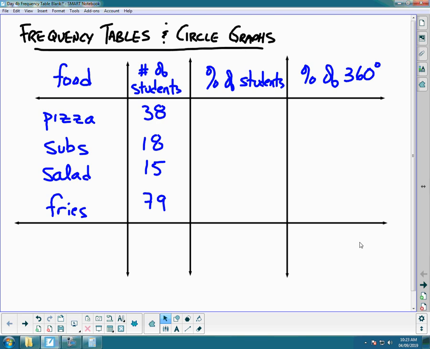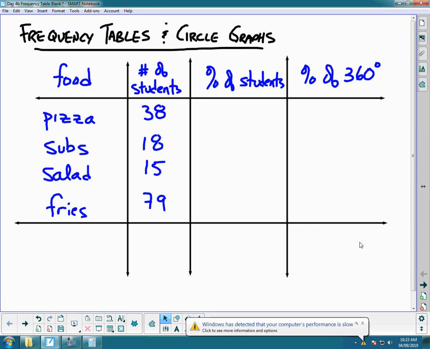Okay, so today we're going to look at frequency tables and circle graphs. What you see in front of you is a frequency table. These are results from a survey. I'll give you a couple of seconds to copy this down. Maybe ask the teacher to pause the video while you copy this down.